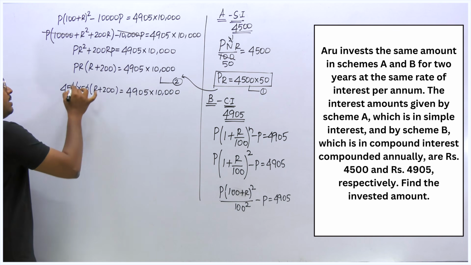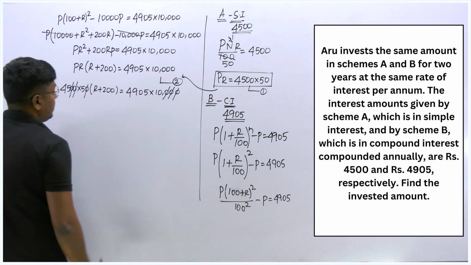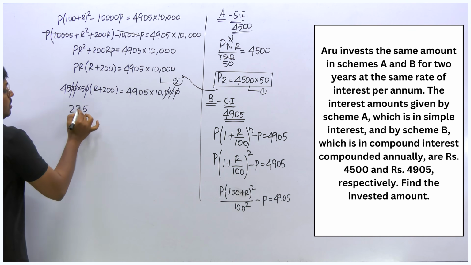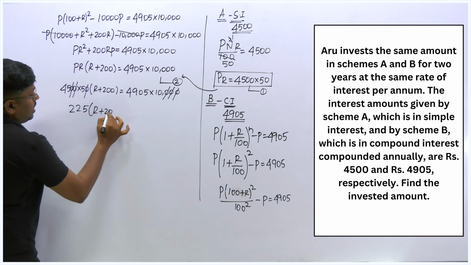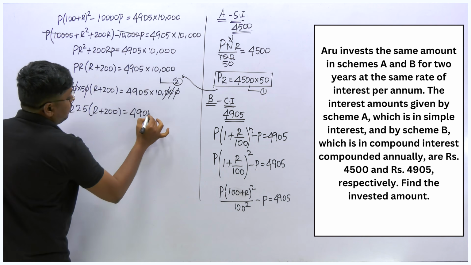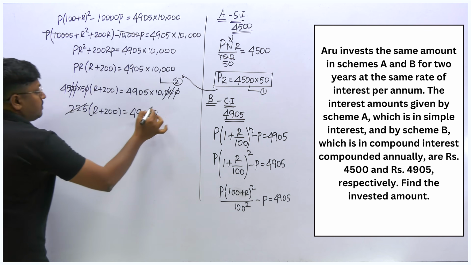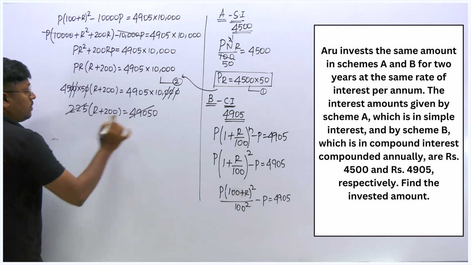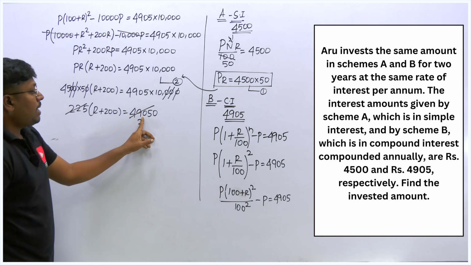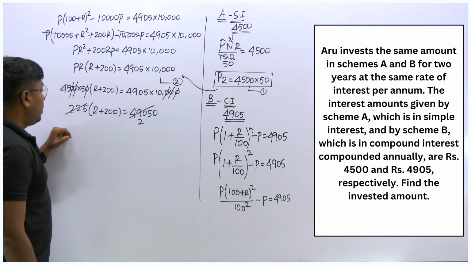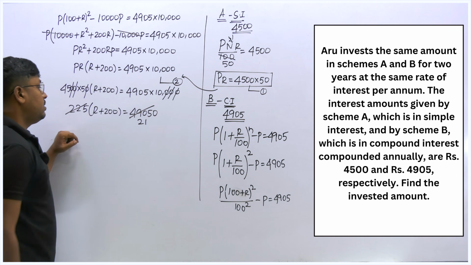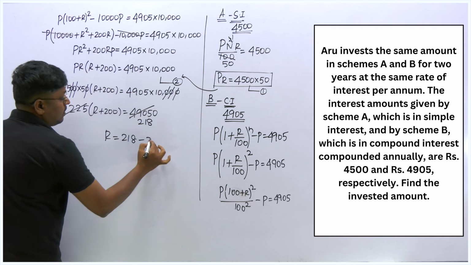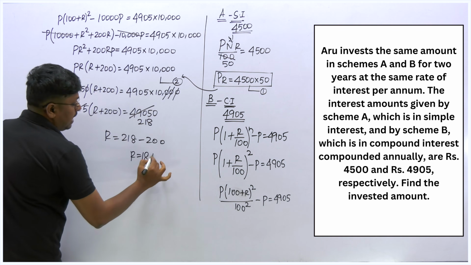What I did is I have substituted the equation 1 value in equation 2 instead of PR. So now let's try to cancel it. So we can cancel 1, 2, 3, 0. And now 450, 5 5s are 25, 2 5s are 10, 22. So this will be R plus 200 is equal to 49050. So now we can cancel it. So 450 will be 2 times. So remaining will be 40. Again 41 times 8. So 218. So R plus 200 is equal to 218, so R is equal to 218 minus 200, which will be R is equal to 18%.